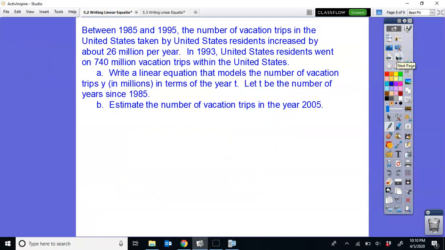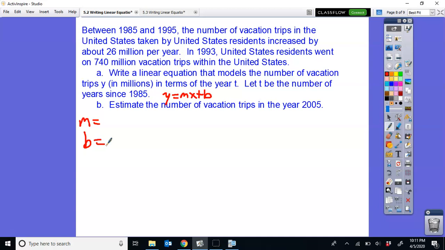I have this example here that says between 1985 and 1995, the number of vacation trips in the United States taken by United States residents increased by about 26 million per year. In 1993, United States residents went on 740 million vacation trips within the U.S. Write a linear equation. That should, in your head, already start making you think, okay, that's that whole mx plus b thing that we've been doing over and over again. I need to find m and I need to find b. So I need to see if I can find m and I can find b in this problem.